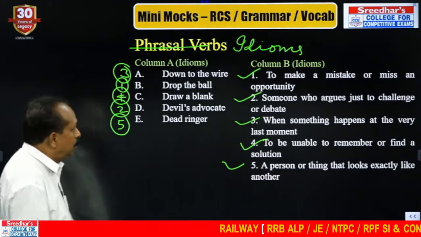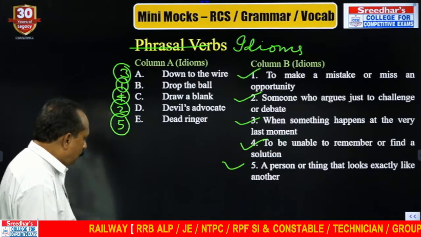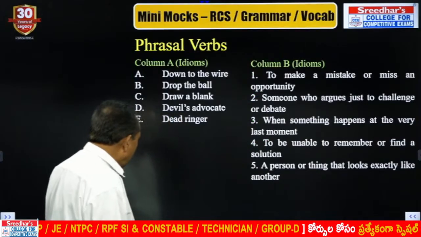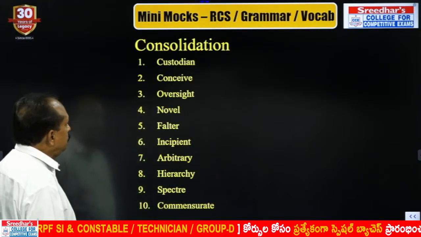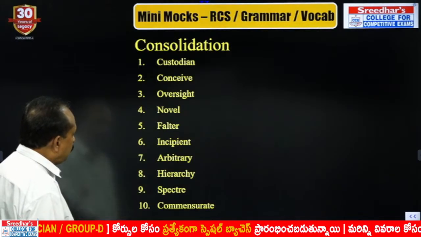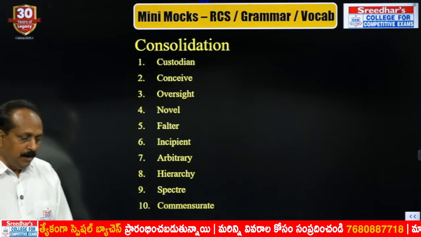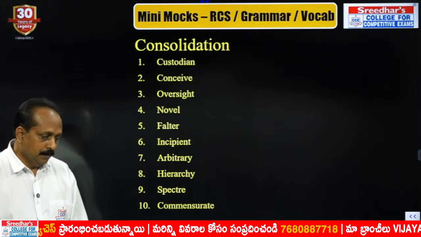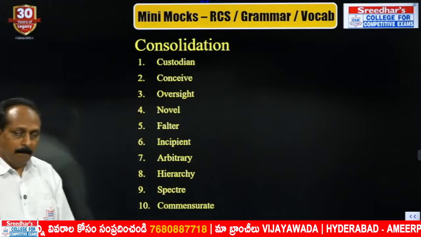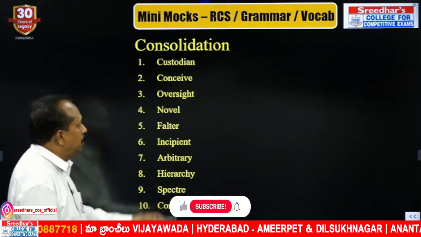So, what is the correct order? 31425. And the last slide, I hope you guys have answered. The last slide deals with the words you got yesterday: custodian, conceive, oversight, novel, falter, incipient, arbitrary, hierarchy, spectre, commensurate. You should respond immediately. Custodian, guardian, mentor, guide, all these words. One word is enough. You type the key word.